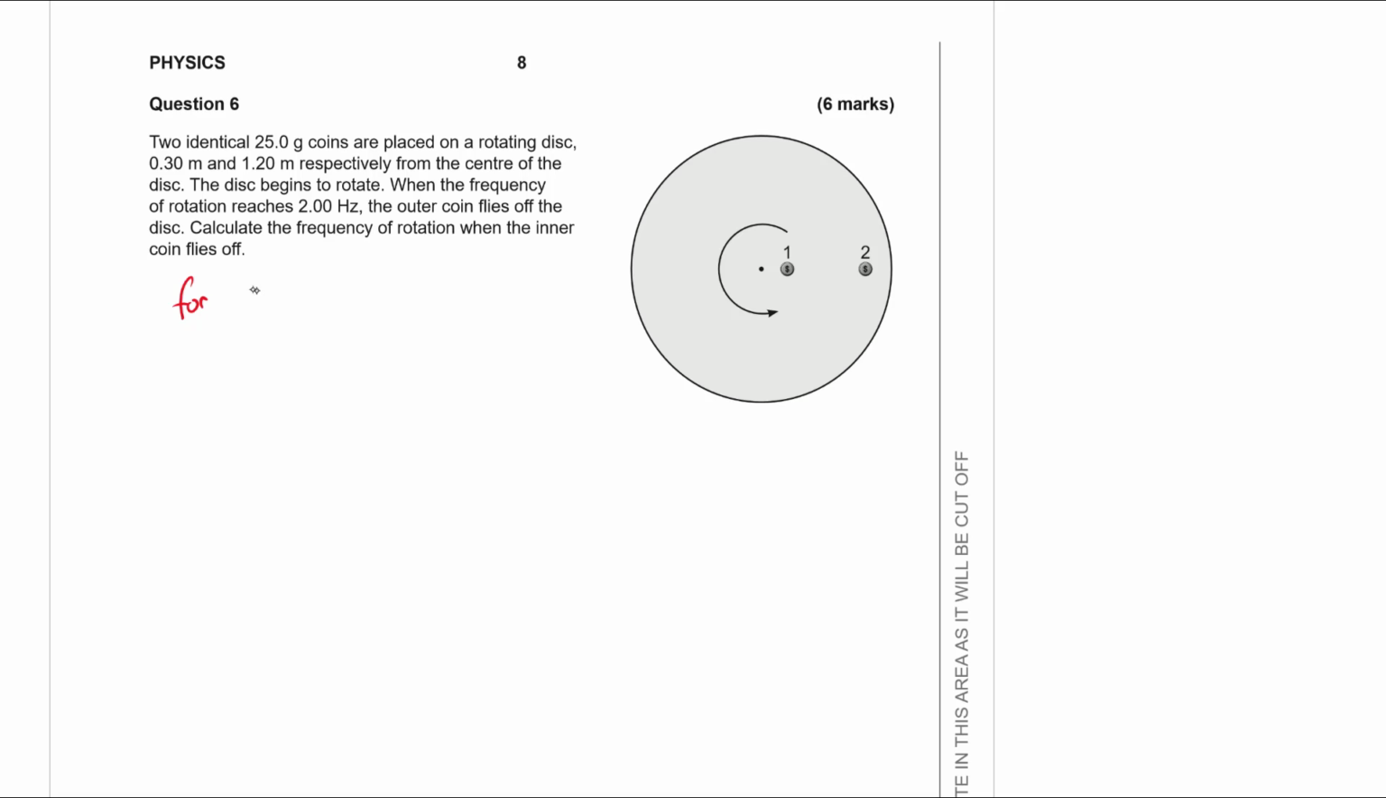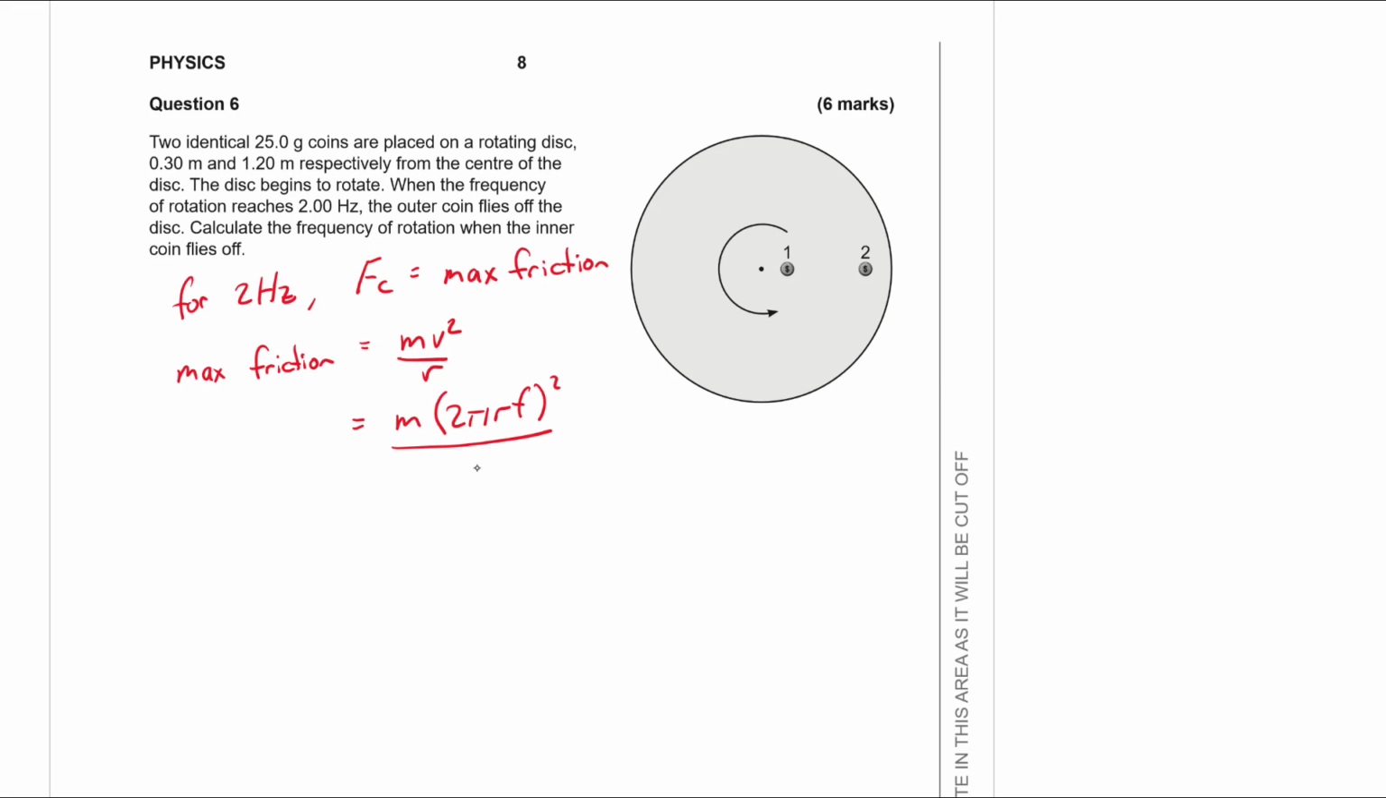So I'll start by setting it out and saying that for 2 Hertz, the centripetal force is going to be equal to the maximum friction, right? And that centripetal force is going to be, I've already got there for 2 Hertz. So what that means is the maximum friction before the coin starts to slide is going to be equal to mv squared on r, and then I want to get v in terms of f, so I'm just going to put m, and instead of v it's 2 pi r on t, but I'm going to put the f there instead because obviously I want frequency, and then come across to r.